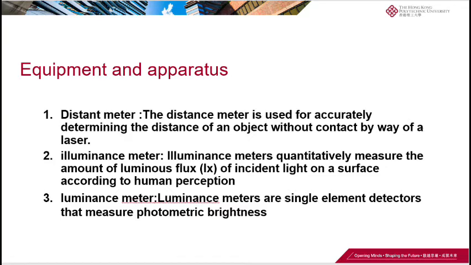Firstly, we should use a distance meter to accurately determine the space or the size of our experiment room. Then we use illuminance meters and the luminance meters to measure the illuminance and the luminance of the workplace and the wall.